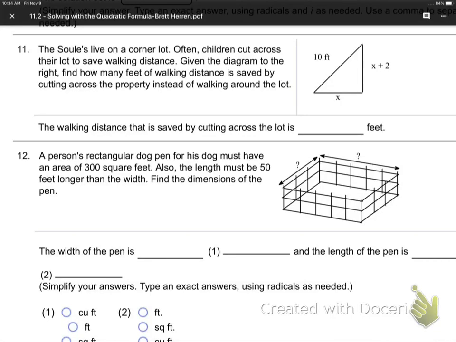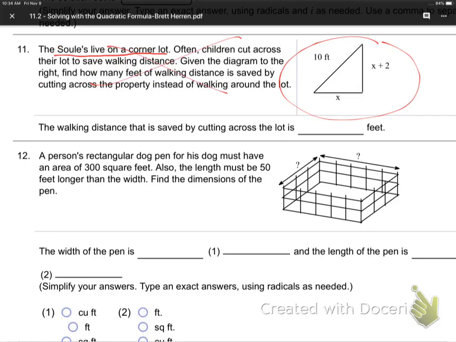Okay, so number 11, the Souls live on the corner lot, blah, blah, blah. Who cares? There's the triangle. That's all we need. Given the diagram, find how many feet of walking distance is saved by cutting across the property instead of walking around the lot. All right, we'll get to that in a minute. Let's just take that triangle and solve for x.